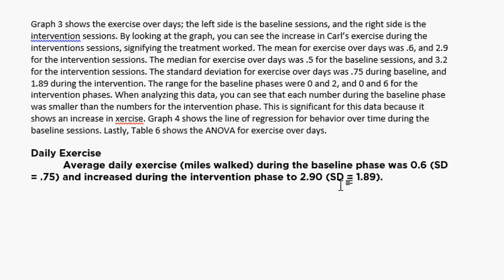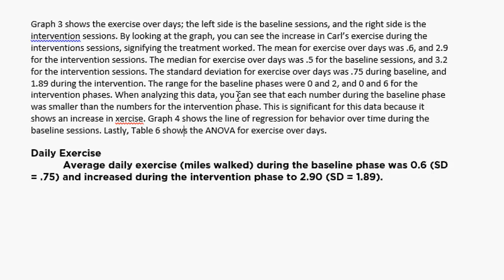Now look at that. Look how much information is in that one sentence. Average daily exercise, miles walked, during the baseline phase was 0.6, and increased during the intervention phase to 2.90. I pretty much covered right there all the relevant information in those sentences. In fact, it's clearer here because I've specified what I mean, miles walked. I've given the mean and I've given the standard deviations. I don't need this range here. I might add a sentence about the proportion of days, like I said, in which Carl walked. I'm not calculating that now, but I could add one sentence here with that.